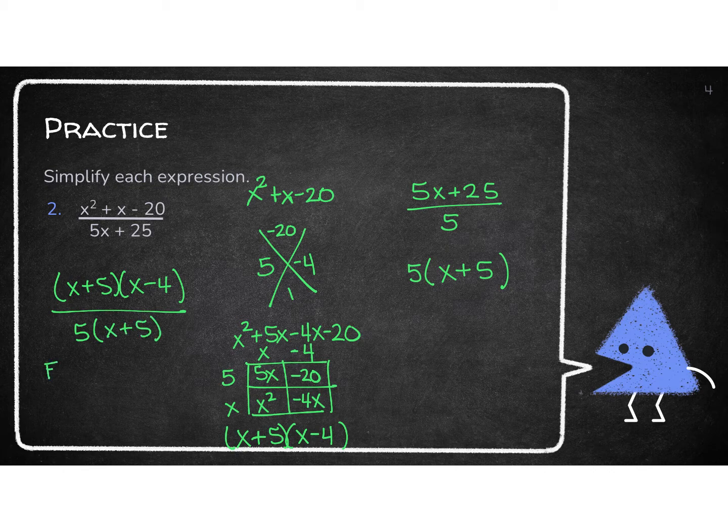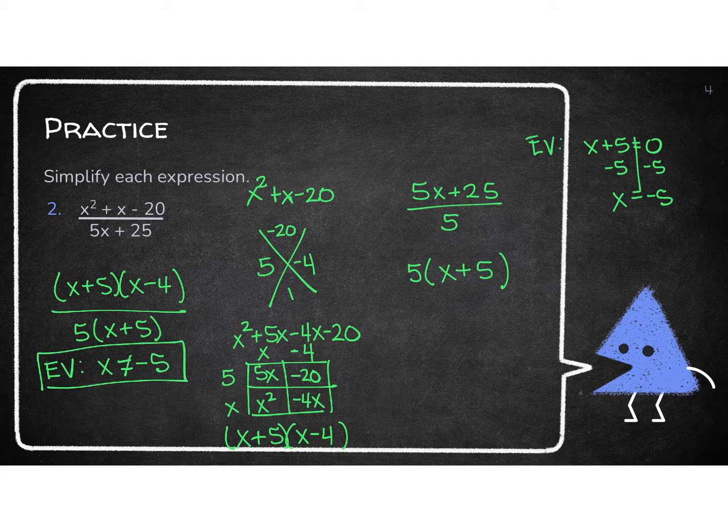So now we have to find those EVs. So I'm going to look at the denominator and do some side work over here. What's in the denominator right now is this 5 times x plus 5. So the only thing I have to deal with is I have to figure out what x cannot equal. So I'm only looking at the piece that has the x with it, and so that's x plus 5. I'm going to set that equal to 0, and I'm going to solve. So I'm going to subtract 5. So this is telling me if x equals negative 5, my denominator would be 0. So I have to say that x cannot equal negative 5.